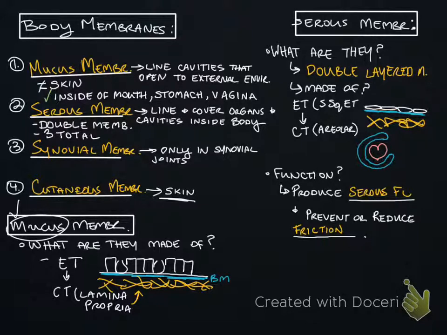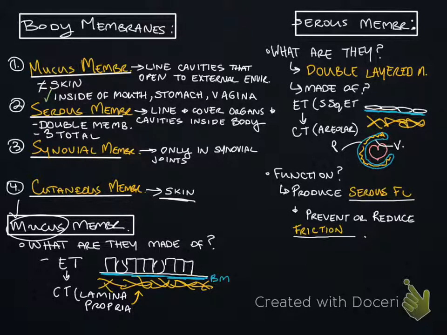So within this membrane, it's producing fluid. That would be the serous fluid. Okay, so within that space, that's the serous space. So the lining touching the heart would be the visceral pericardium, and then the lining touching the mediastinum, that cavity there, would be the parietal pericardium.